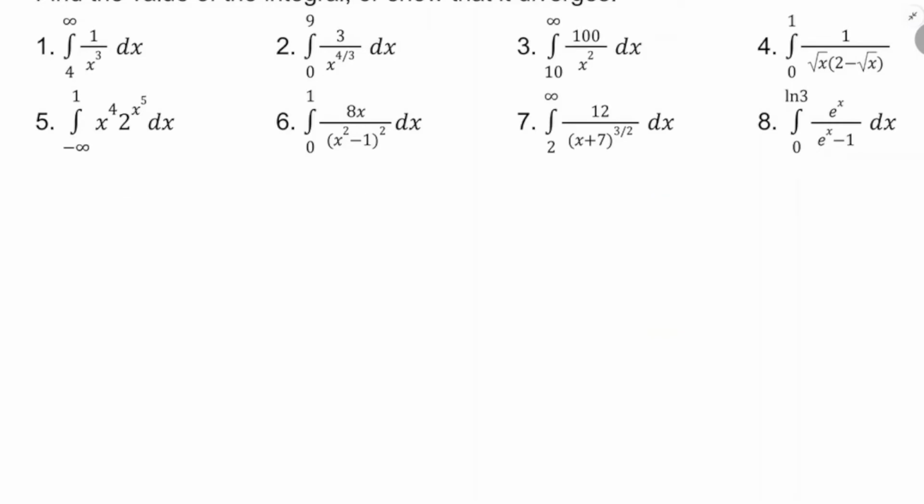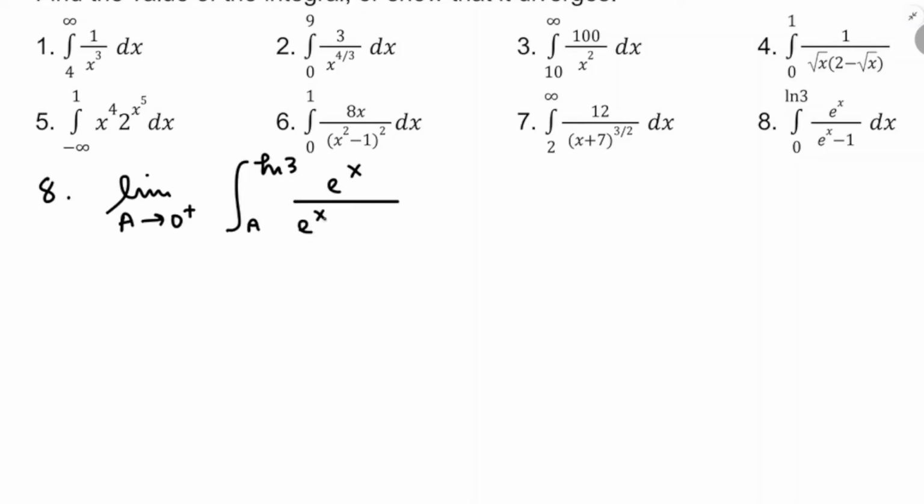All right, and then number 8. It looks like it's going to diverge to me, but I'm not certain. The issue with this one is x equals 0, because I plug in 0, I get 1 over 1 minus 1. So it's the limit as the lower bound goes towards 0 of the integral up to the natural log of 3 of e to the x over e to the x minus 1.